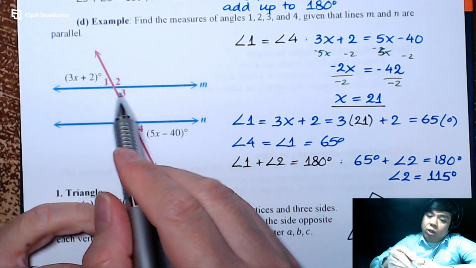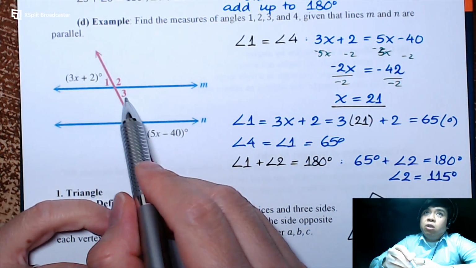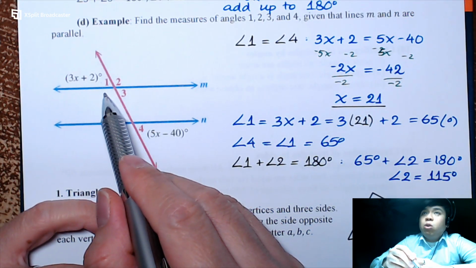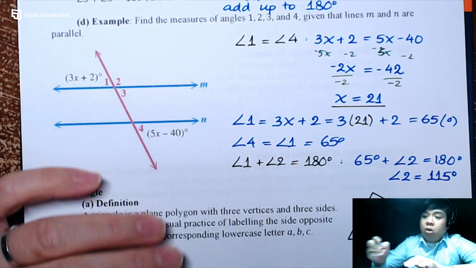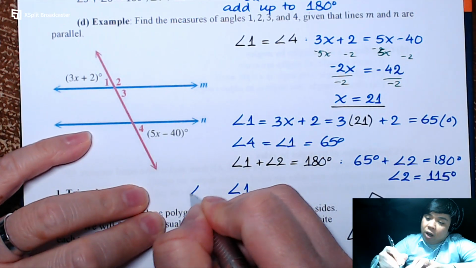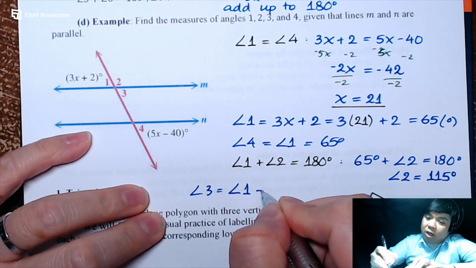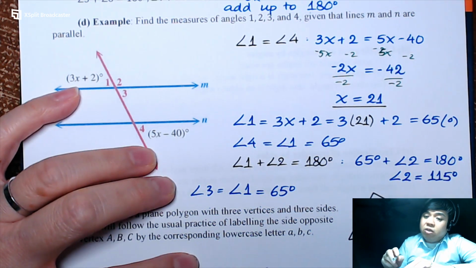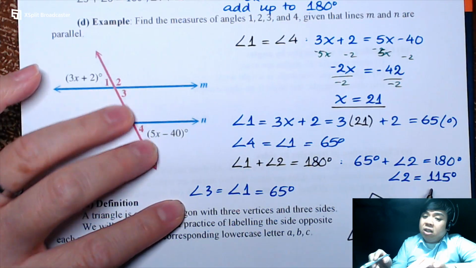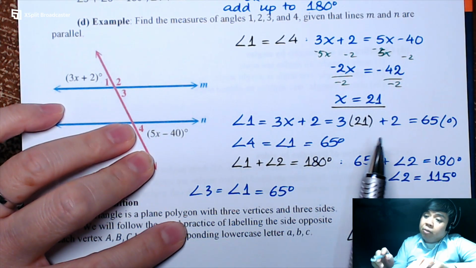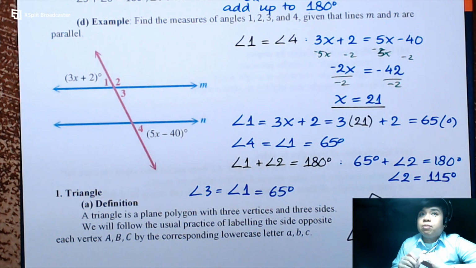And then angle 3. 1 and 3 are vertical. They're opposite from each other. So vertical angles are equal. So angle 1 is the same as angle 3. Or I should say angle 3 equals angle 1, which equals 65 degrees as well. So 1 is 65, 2 is 115, 3 is 65, and 4 is 65. That's what we have.